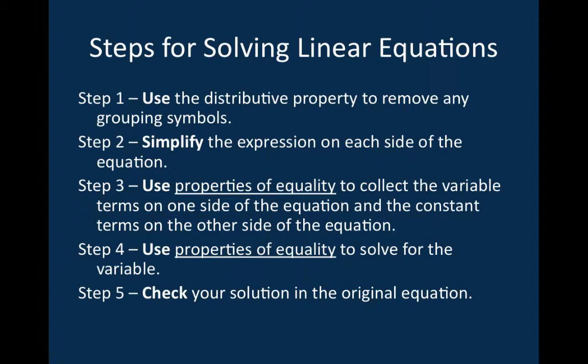Step 4, solve for the variable. Get it by itself, all alone. No negative signs, no numbers in front of it, just the variable on one side of the equation and a number on the other side of the equation. Once you have that, you should have the solution, but you need to check to make sure you have the solution. Anytime you're solving a linear equation, you should be able to check your solution. You should know whether or not you're right or wrong. If you plug it back into the original equation, and the statement is true, you've done it correctly. You found the solution.